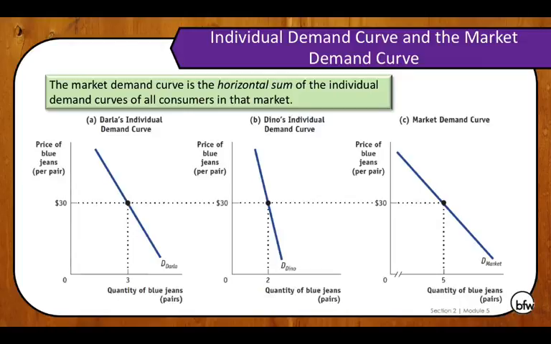But when we talk about the market demand for a good or service, we're talking about the sum total of all individual consumers' demand curves for a good or service. So what we do is we add up all of the individual demand curves, sum them together, and that creates the market demand curve for a good or service. So the market demand curve is the horizontal sum of the individual demand curves of all consumers in the market.